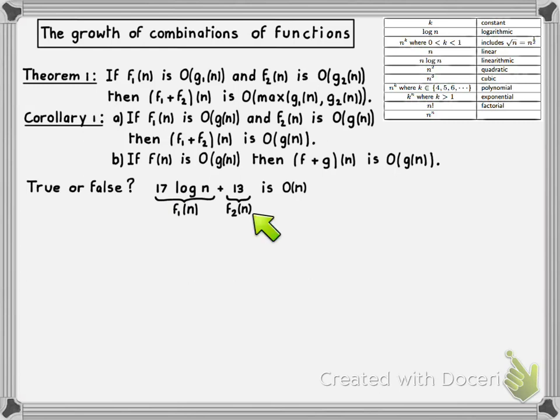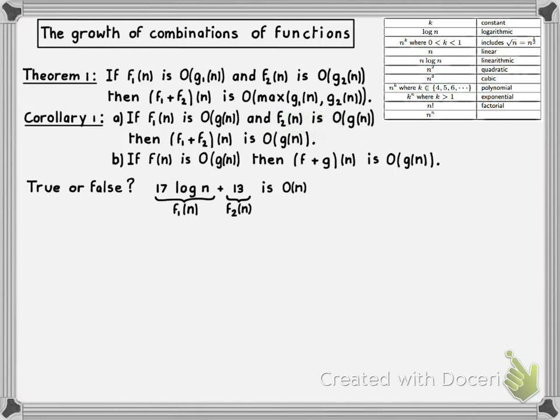Now let's look at the second function, 13. That's a constant function, so that function is big O of 1. That's the second partial result. Now what happens when we add a function that's big O of log n to a function that's big O of 1? Well, the theorem states that the resulting function is big O of the largest of those two functions.